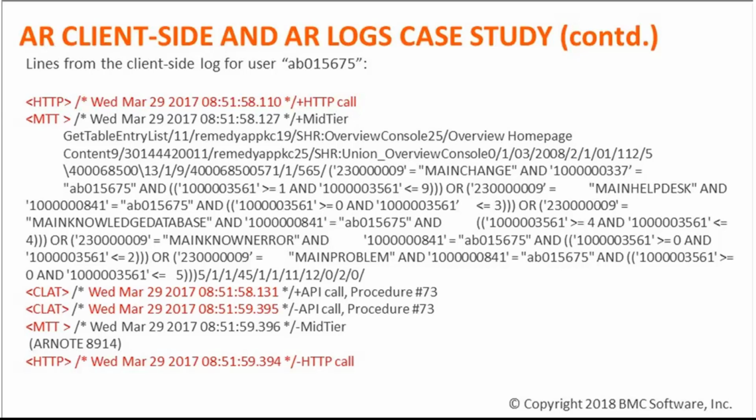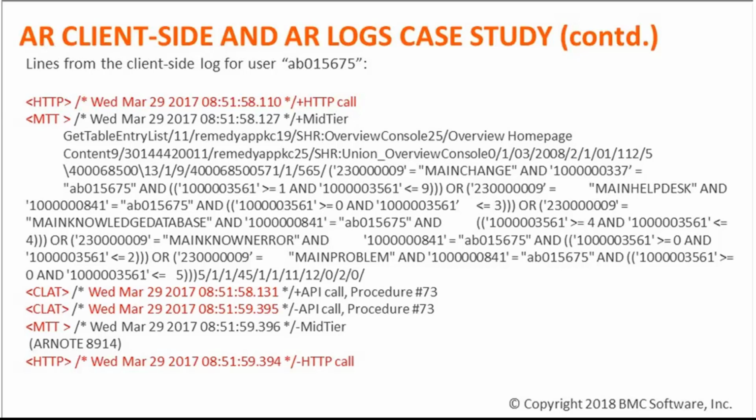As I was saying, you have HTTP, mid-tier, and CLAT calls in this case. Just like the syntax for an AR API SQL filter log file, you have a plus and a minus: the plus being the start of the call, and the minus being the end of that particular call. So in this case, you have a plus HTTP call right on top, followed by a plus mid-tier, then a plus API, minus mid-tier, and minus HTTP.